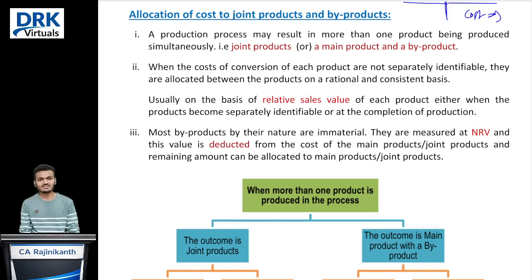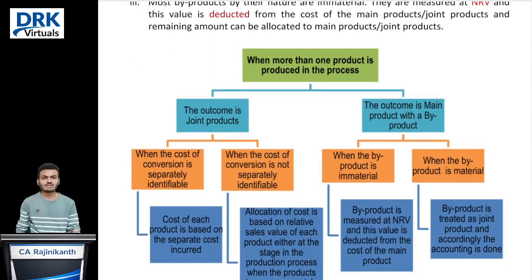If we cannot identify the cost specific to each product, in that case, allocate that cost on the basis of relative sales value of those main products. Clear? Now, second one. If our manufacturing process results in main products as well as byproducts, in that case, estimate the net realizable value of byproducts because byproducts are usually immaterial in nature. So that NRV is reduced from the total cost, and that net amount is allocated to the main products on the basis of their relative sales value. Clear?